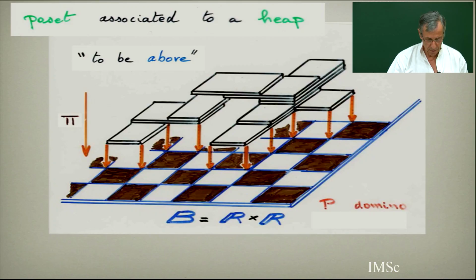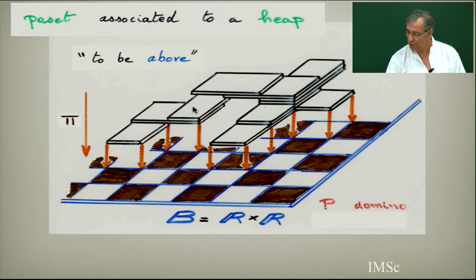You see, between this piece and this piece: this one is level 0, this is level 1. So the level of this one is bigger than the level of this one, and they are in competition. If I take the projection, they have a common cell.